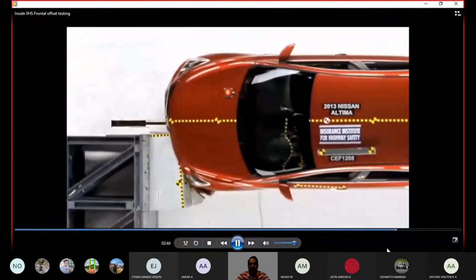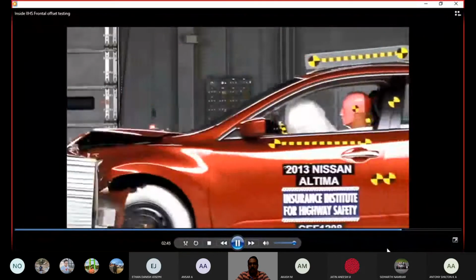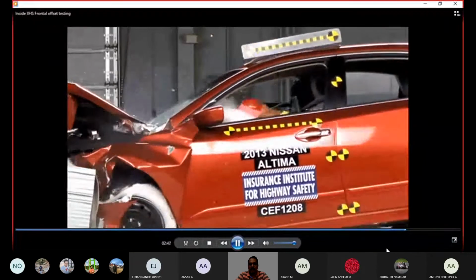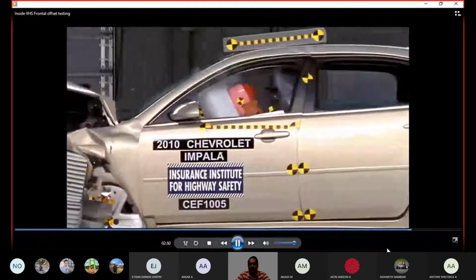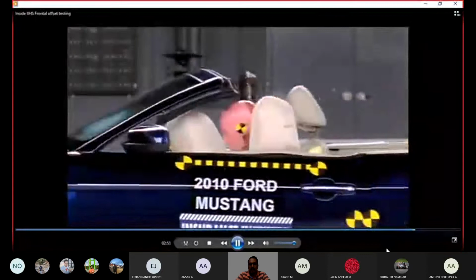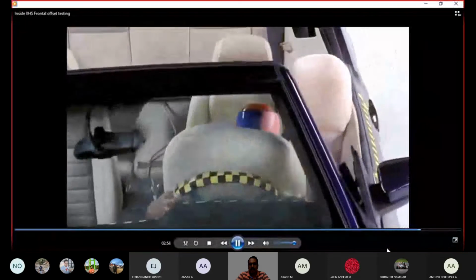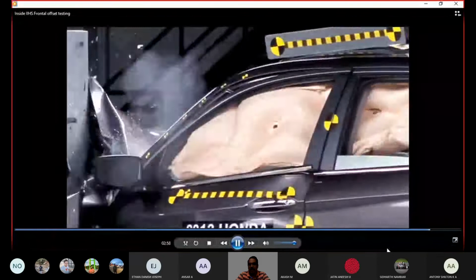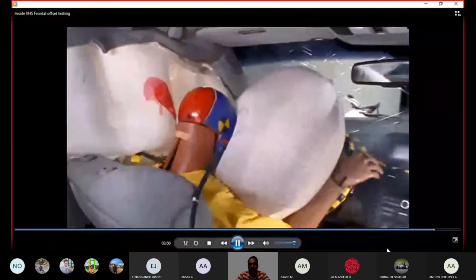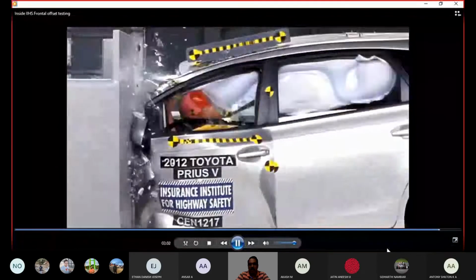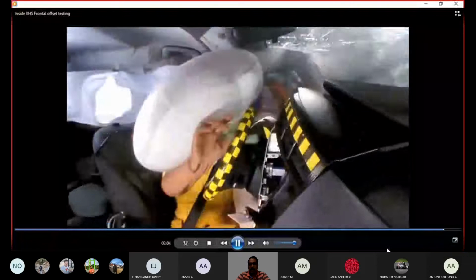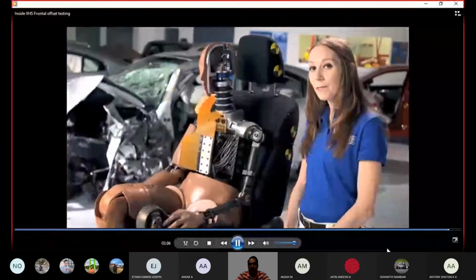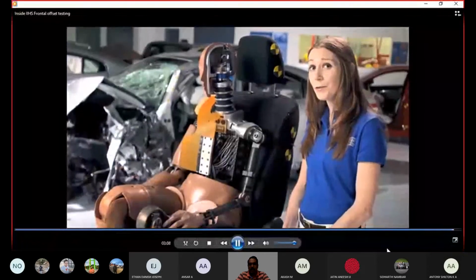Today, in moderate overlap crashes, dummy injury measures tend to be low for all body regions. This is because vehicles are designed for this crash mode and restraint systems properly protect occupants from injury. In small overlap crashes, some vehicles do a good job of protecting the occupant inside. In other vehicles, we may see high risk of injury. This is because many manufacturers have not designed for this crash mode yet.